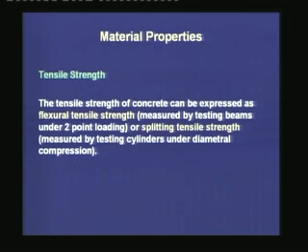Next, we are coming to the tensile strength of concrete. The tensile strength of concrete can be expressed by either the flexural tensile strength or the splitting tensile strength. The flexural tensile strength is measured by testing beams under 2-point loading. Sometimes the 2-point loading is also called 4-point loading by considering the reactions. This is a simple test where the beam is subjected to a uniform moment over a certain region. Let me explain this by a sketch.